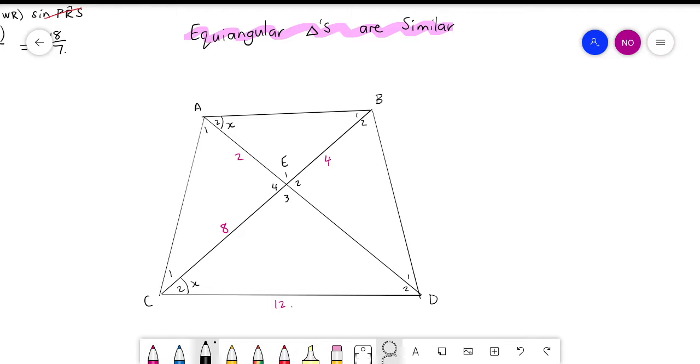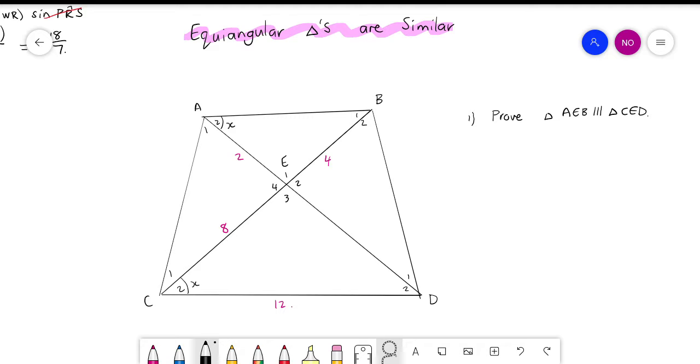Nou sê hulle vir jou, bewys dat driehoek AEB gelykvormig is aan driehoek CED. Why would we want to prove two triangles similar to one another?